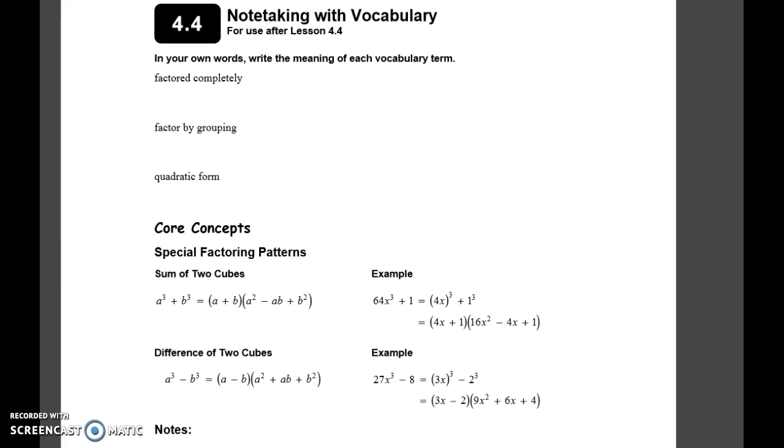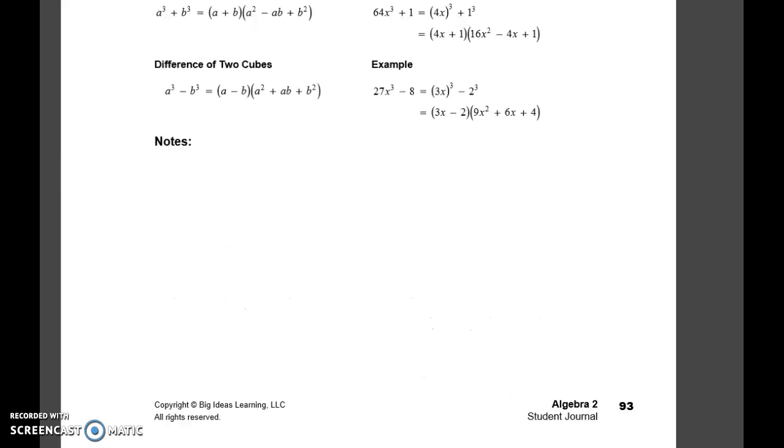Remember, you already know how to do difference of two squares, and there is no such thing as sum of two squares. Here in the notes section of your journal, page 93, list some steps you want to use when trying to factor a polynomial.